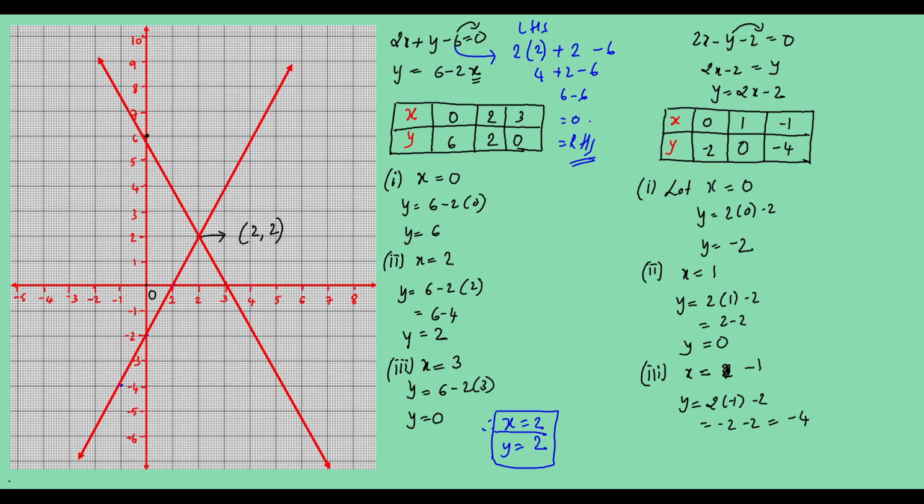Understood, children? The graphical method is a very simple, easy method, children. Easily scoring, don't be scared of it. The only thing is you need to correctly find out the values of x and y. Understood? Yes, let us move to the next one now.